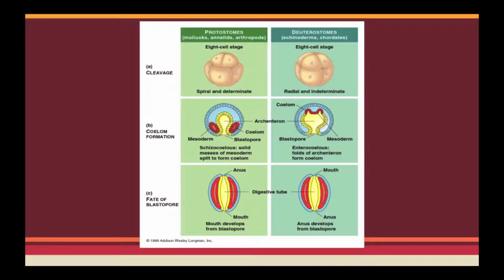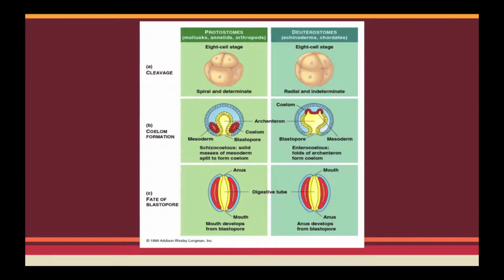Protostomes begin their development with a spiral and determinate cleavage. This means their cells have been determined for the future in terms of what they will become and what will happen to them. But deuterostomes have radial and indeterminate cleavage. This means that every cell can become whatever it can. It's not determined from the beginning, and it can even become its own embryo. This is confusing, but think about twins. That's why having twins is possible.